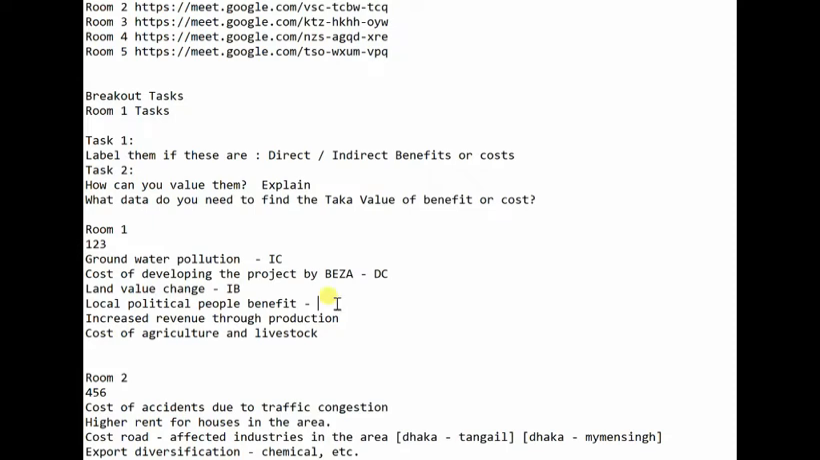Local political people benefit. Sir, it's an indirect benefit. Okay, increased revenue from production. Sir, direct benefit. Okay. Next, cost of agriculture and livestock. Direct cost. Yes, why is it a direct cost?